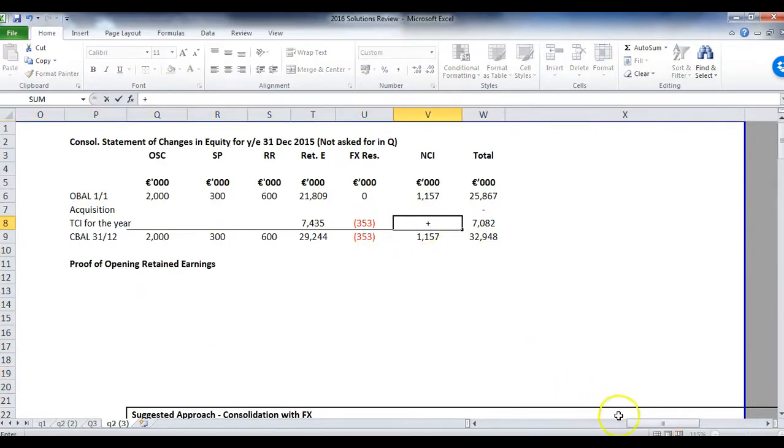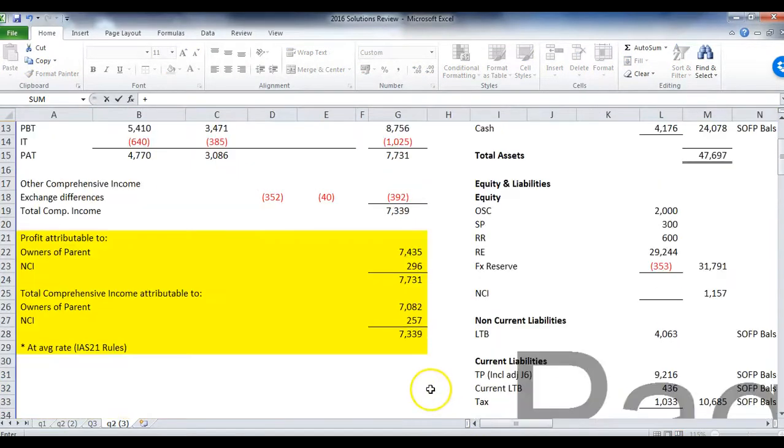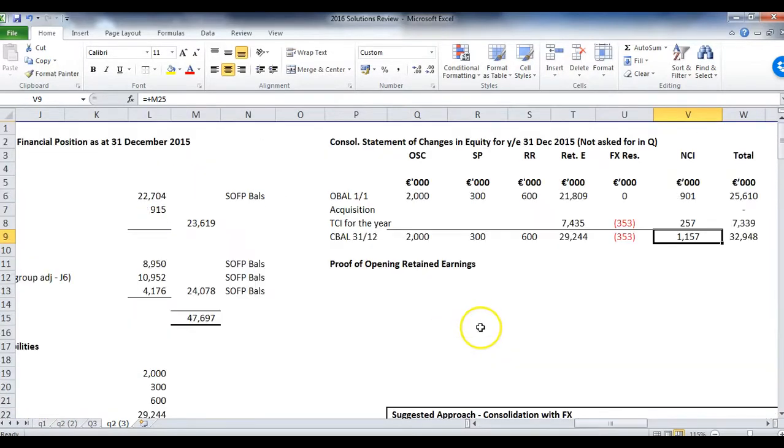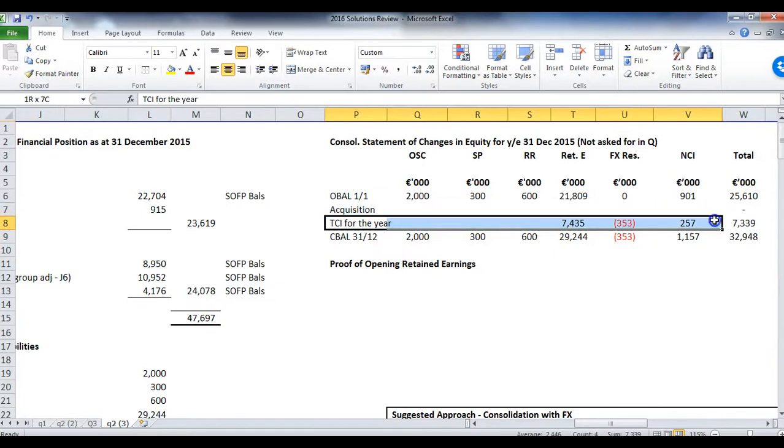And for the NCI's profits or total comprehensive income for the year, it's this figure that's taken. So that can be slightly confusing. For the NCI, you take the total comprehensive income because it subsumes any exchange differences into its overall figure of 257. So that's the first one. That explains some of the movement. And remember, you do have an acquisition of the NCI during the year, and that sum total was 900.